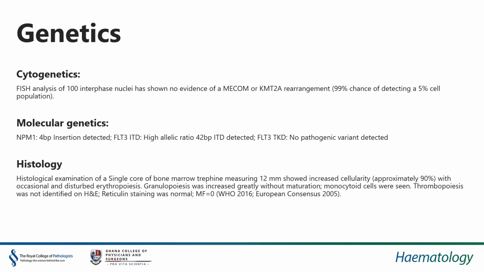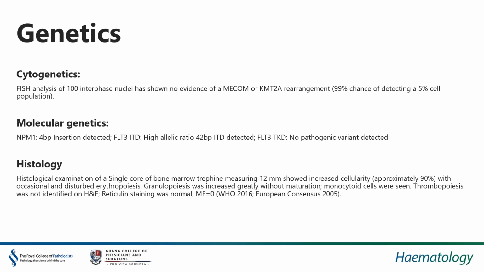Now, our colleagues in the histology lab had a single core of bone marrow measuring 12 millimeters, showing an increased cellularity, about 90% cellularity, so quite hypercellular, with occasional and disturbed erythropoiesis. Granulopoiesis was increased greatly without maturation, with this monocytoid appearance. Thrombopoiesis was not identified on H&E, and reticulin stain was normal.